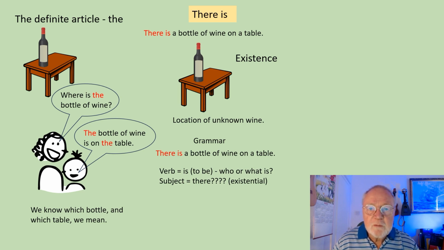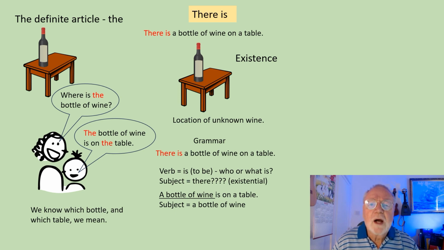Well, we take the verb first, which we know is part of the verb to be, and we ask the question, who or what is? The answer, the subject we think, is there. But what does there mean? It doesn't really mean anything, does it? The actual subject of this sentence is the bottle of wine. Look at it this way. A bottle of wine is on a table. Now if we said is the verb and what is the subject, who or what, we get a bottle of wine. So we apply that to the there is sentence.